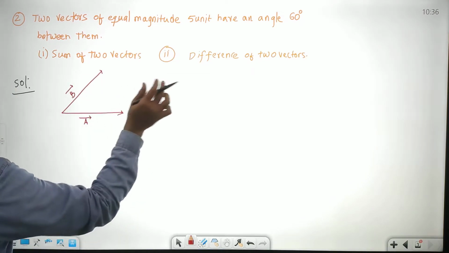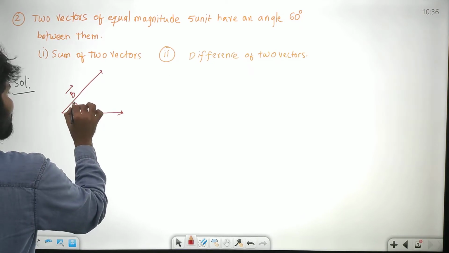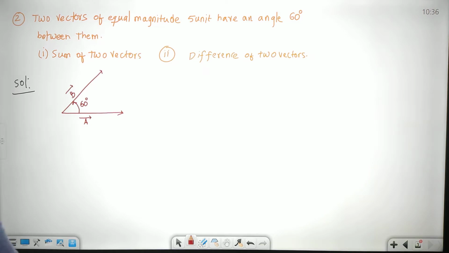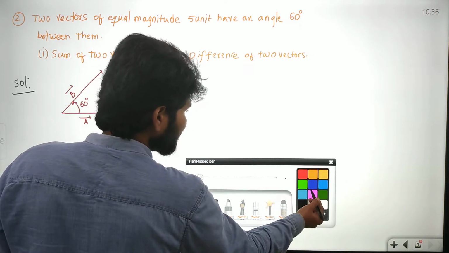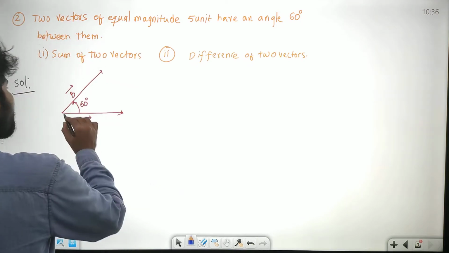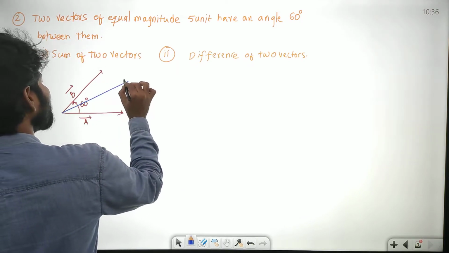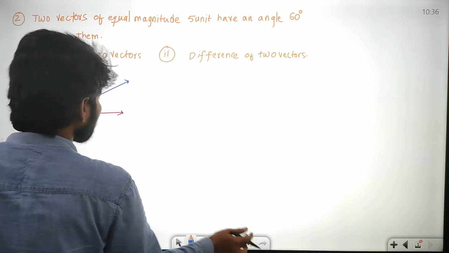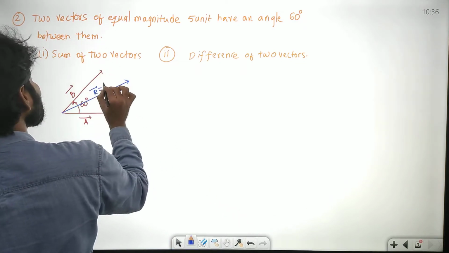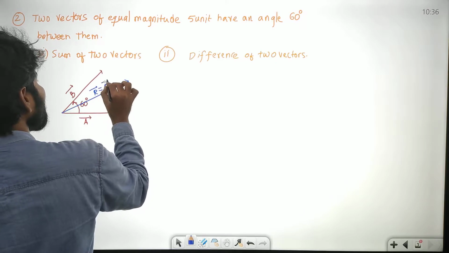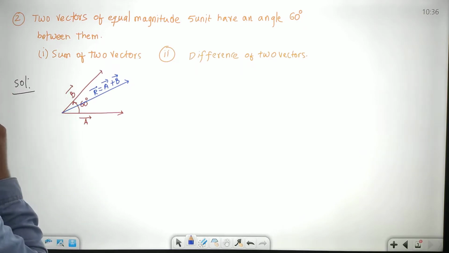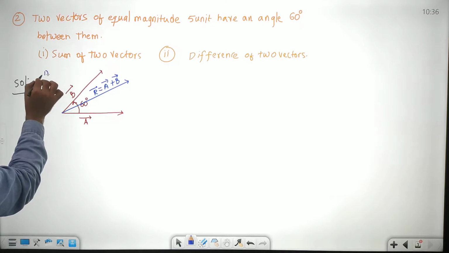These two vectors have an angle of 60 degrees, right? So what will be the resultant vector? See here, the resultant vector should be like this. This is the sum of two vectors, that is vector A plus vector B. Okay, this is the sum of two vectors.